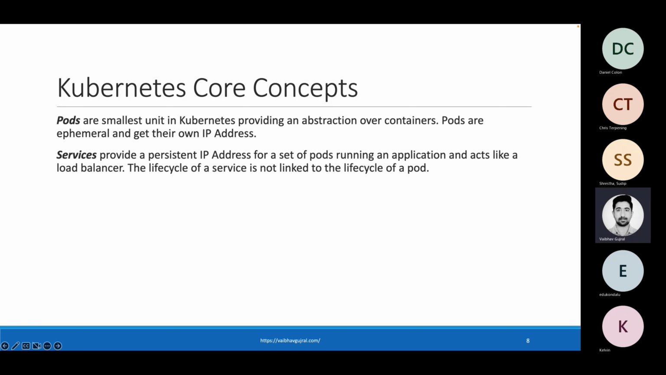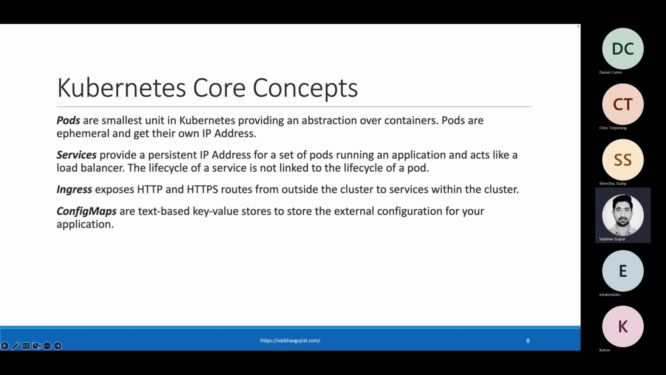You have services which provide a persistent IP address on top of your pods so that they can talk to each other, and you can have things like load balancing on top of that. Ingress, as the name suggests, helps you implement HTTP and HTTPS routes so that you can talk to your Kubernetes cluster from outside over HTTP and HTTPS.